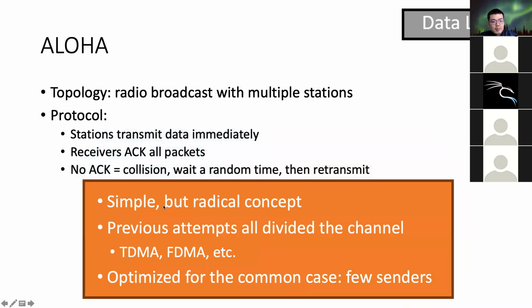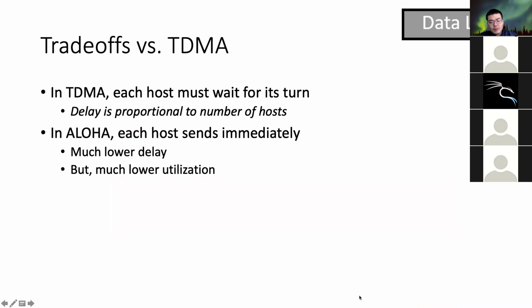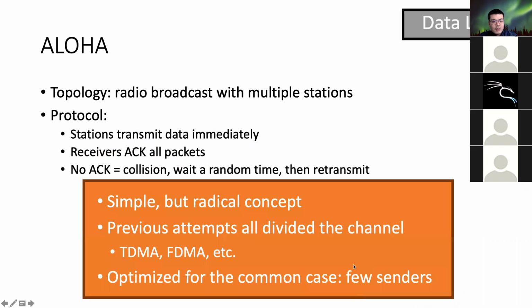It's simple, and it's a good case if you only have a few senders. The probability that two people are sending at once is very low. Most of the time, only one person wants to send, and they can just send. If everyone has something to send, TDMA and FDMA are the best because you will always fully utilize your slot. If all the users are busy sending all the data, that's all they have, then these are actually the best.